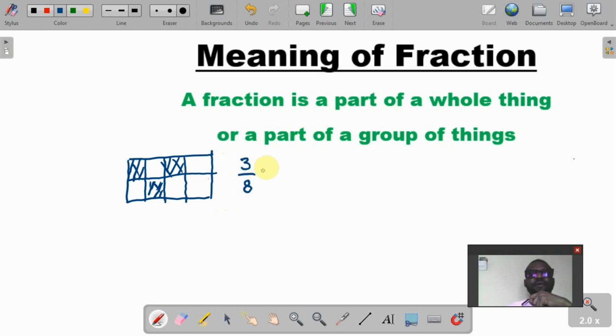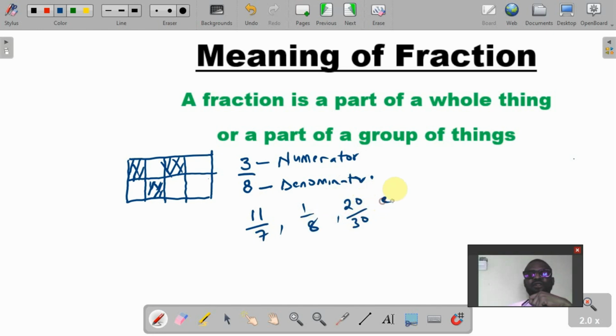Now this number on top is always what we call the numerator, while the number below is what we call the denominator. Okay, this is what we call fraction. Other examples of fractions are 11 over 7, 1 over 8, 20 over 30, etc. These are all fractions.